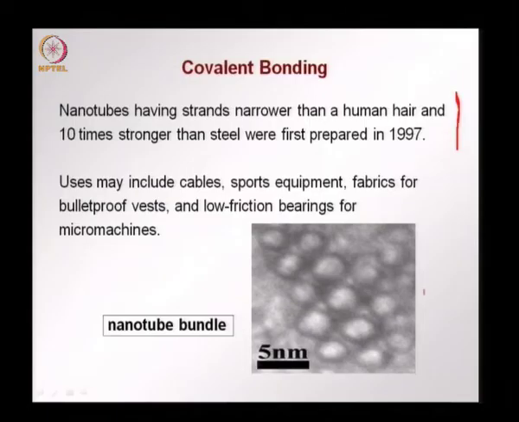What you see here at the bottom is a photograph taken off the web, where you see a nanotube bundle. The scale shown is 5 nanometers. So, you see that each of these nanotubes is even smaller than 5 nanometers. Right now, the uses that are being explored look at cables and equipment which require very high strength and flexibility, fabrics for bulletproof vests, and maybe low friction bearings for micro machines and so on, in terms of mechanical applications.